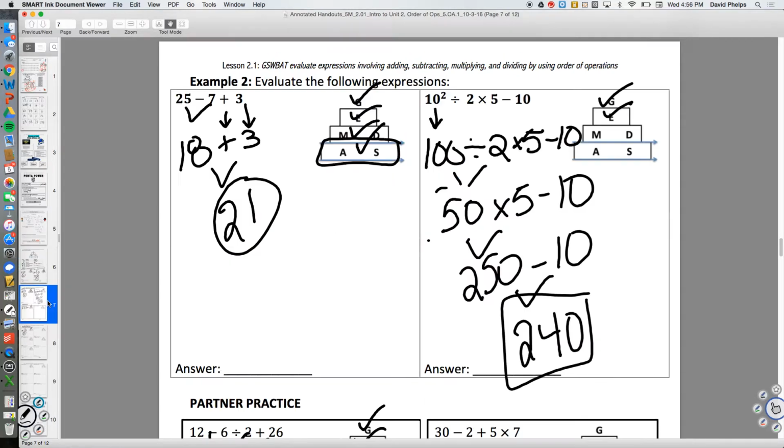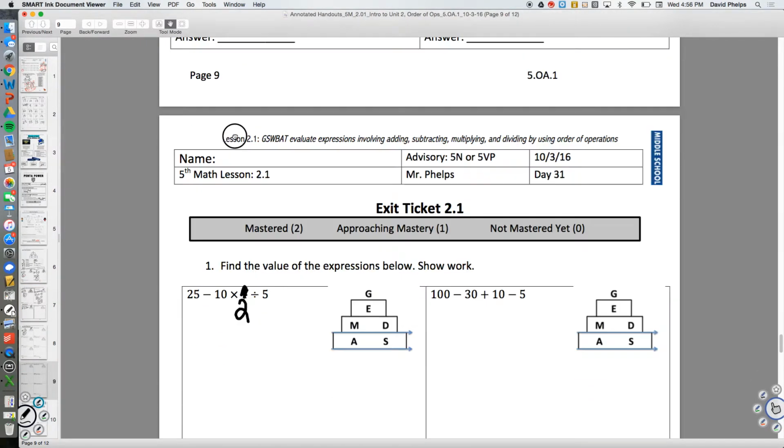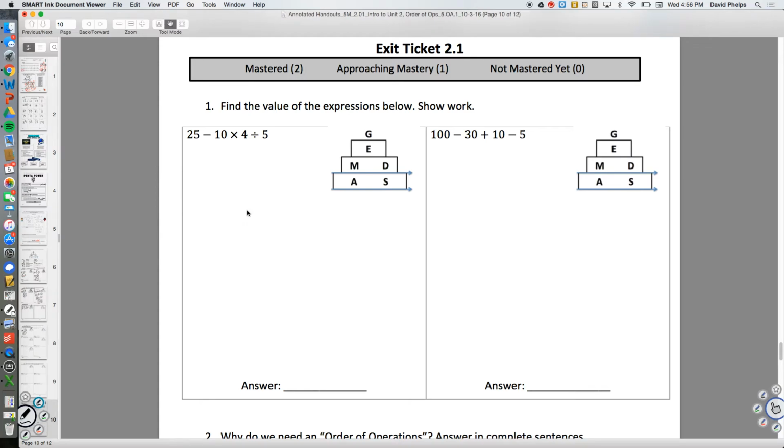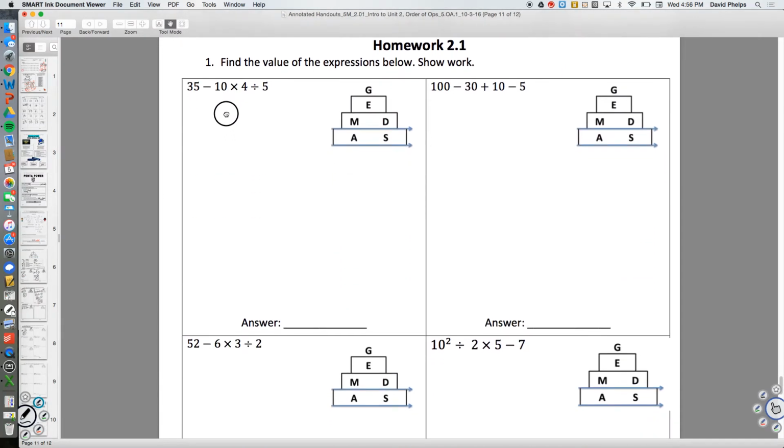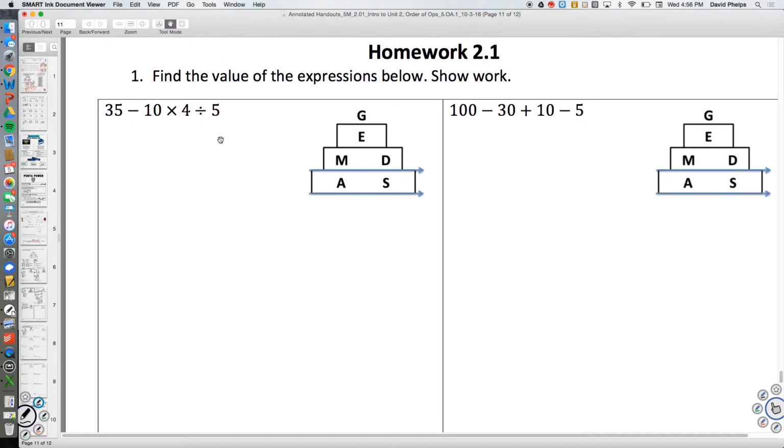So I'm going to actually pull up the homework assignment for tonight, and we're going to work through one of those so you can help your scholar tonight if they need it. So there's the homework. Okay, so the question says, find the value of the expressions below and show your work. Cool. We have 35 minus 10 times 4 divided by 5.